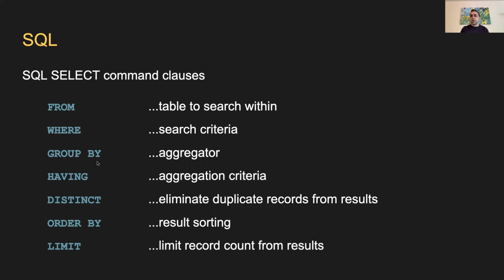You can also have aggregators. So group by is the keyword for that. And then having is basically the same thing as a where clause, but the having only applies to your group by selections.